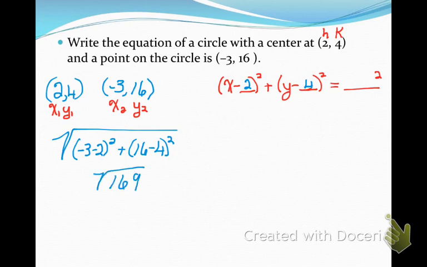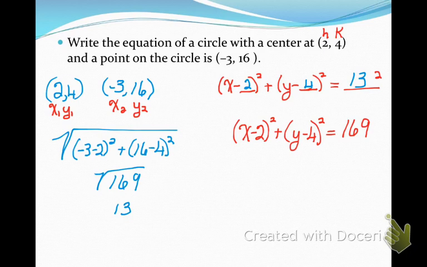And when I do, I get that my radius is the square root of 169, which again is a perfect square, lucky for us. So my radius is 13. I'm going to put that into my template and simplify, and this is the equation for a circle that's centered at (2, 4) and has a point on the circle of (-3, 16). I think you have enough to start your homework, so go ahead and do that now.